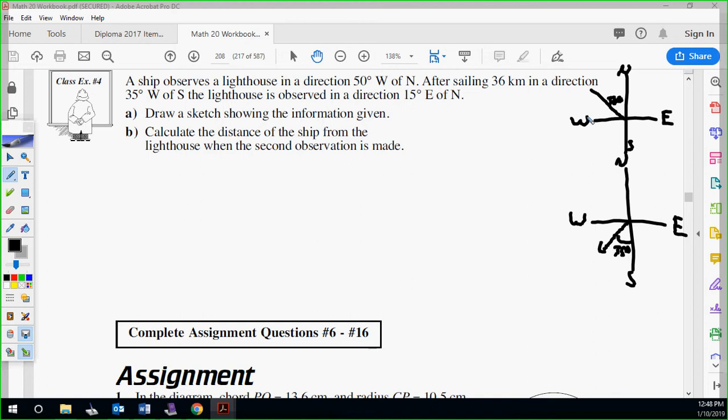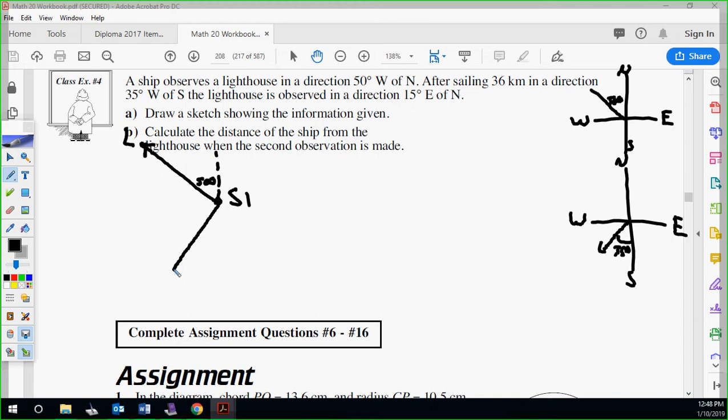We have the ship's position 1, so we'll call it S1. He's right here. And then he observes the lighthouse at 50 degrees west of north, so like right here. Here's the lighthouse to him. He just sees it, and he's going away from it. So he goes this way, south of west. He sails down here.